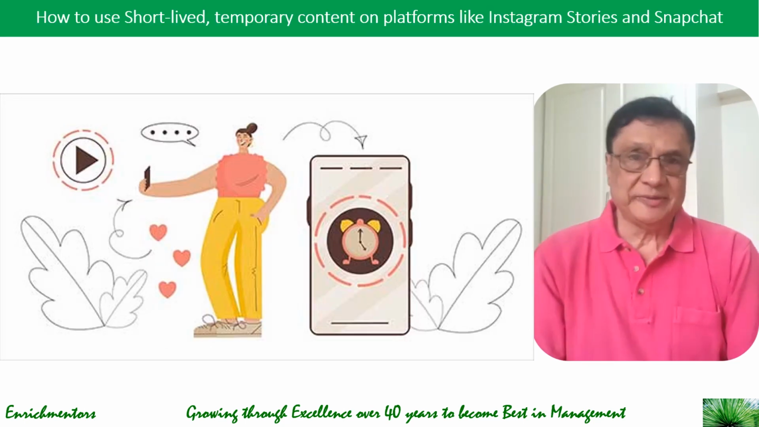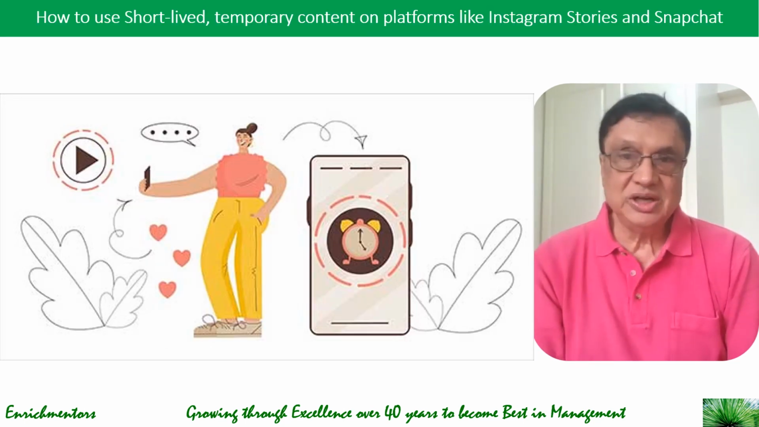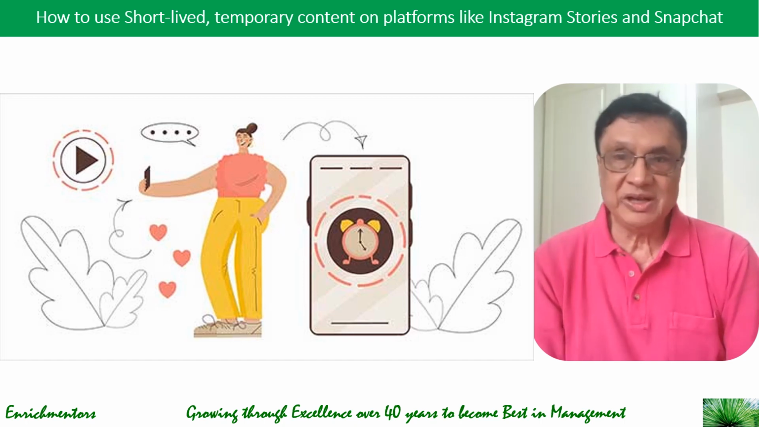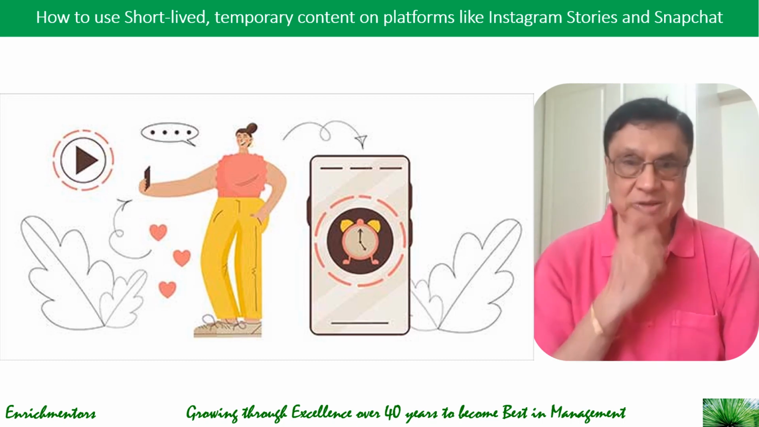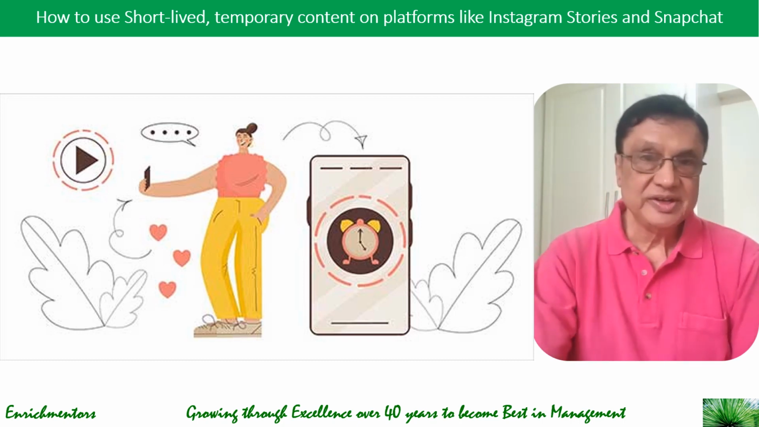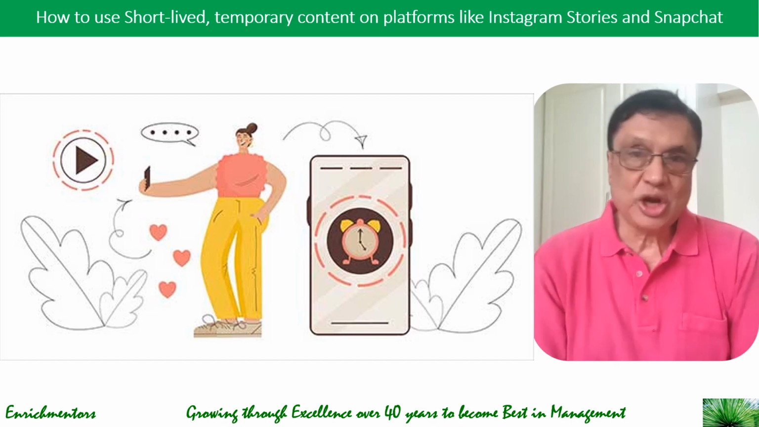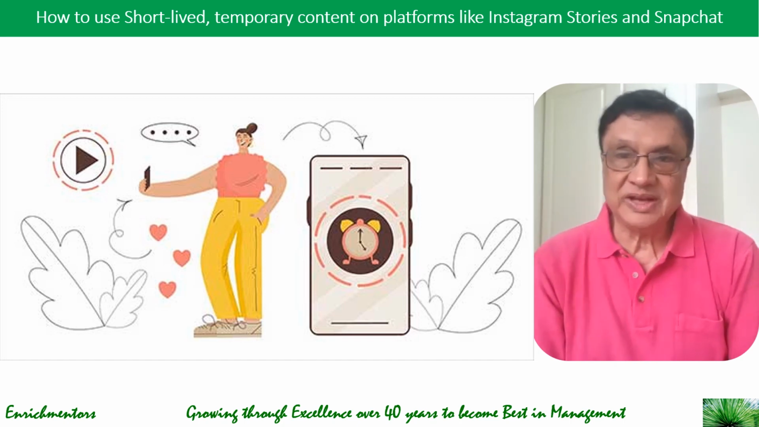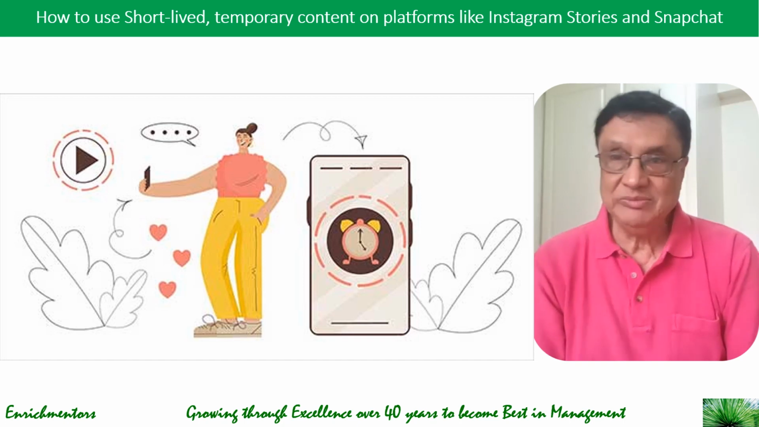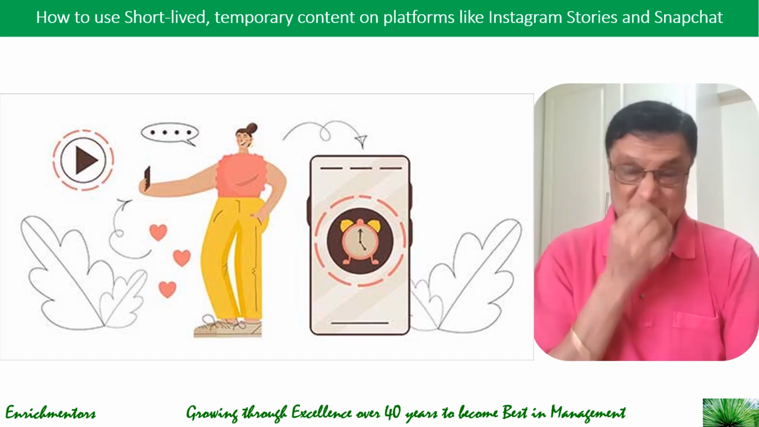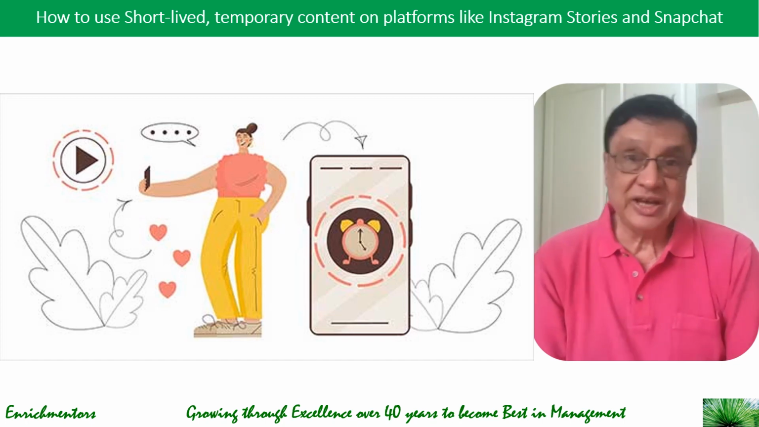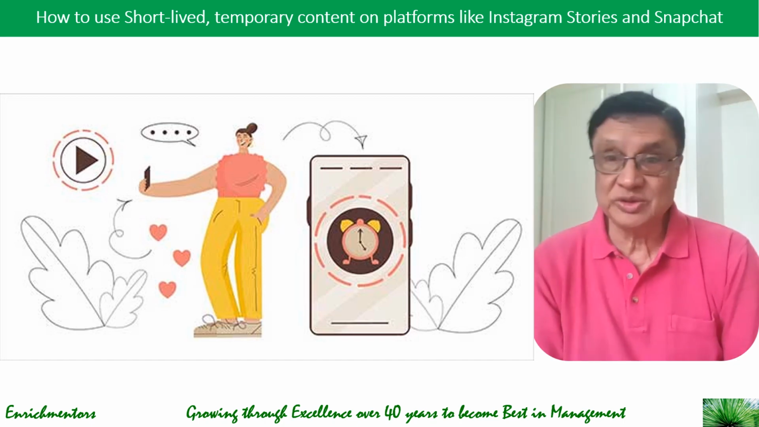So, what do you think? How to use this short-lived temporary content, the ephemeral content, on platforms like Instagram Stories and Snapchat? Any thoughts? See, leveraging this short-lived and temporary content on platforms like Instagram Story and Snapchat can be a powerful element of your marketing strategy. And it can provide a dynamic and engaging way to connect with the audience. Dynamic because it's short-lived, right? And engaging again because it's short-lived, so you have to keep giving new things.